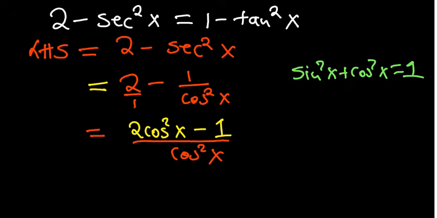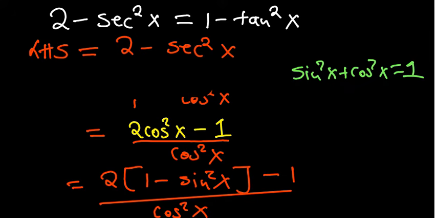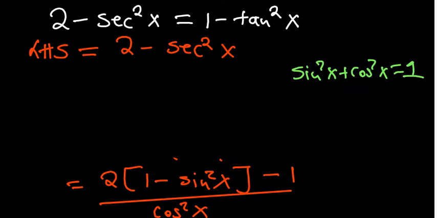Now this is why I have to be smart. If you make it the subject, again it will be 1 minus sine squared x, right? So we can say where there is cosine squared x, we substitute, it's the same as 1 minus sine squared of x, minus 1, divided by cosine squared x. So I can remove these steps. Hopefully you wrote them down.